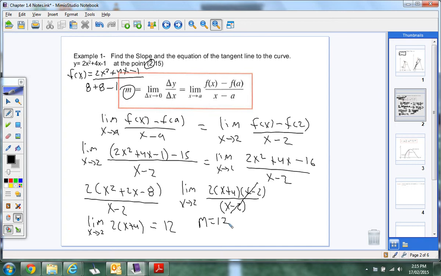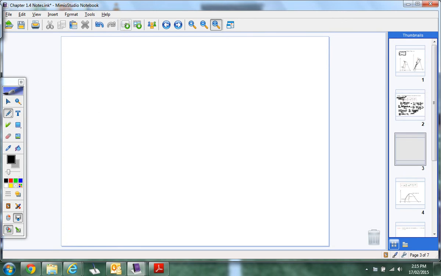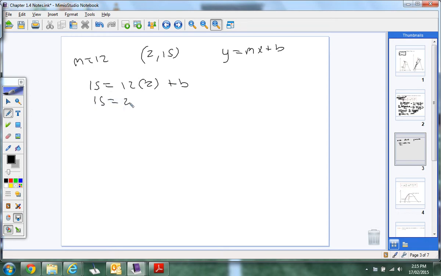Right. You put in y equals mx plus b. Okay, let me add a page here real quick. So we know m equals 12, and we know a point is 2, 15. Okay, so like we practiced from before, we're going to plug that into y equals mx plus b. So that's going to be 15 equals 12 times 2, plus b. 15 equals 24 plus b. b equals negative 9.